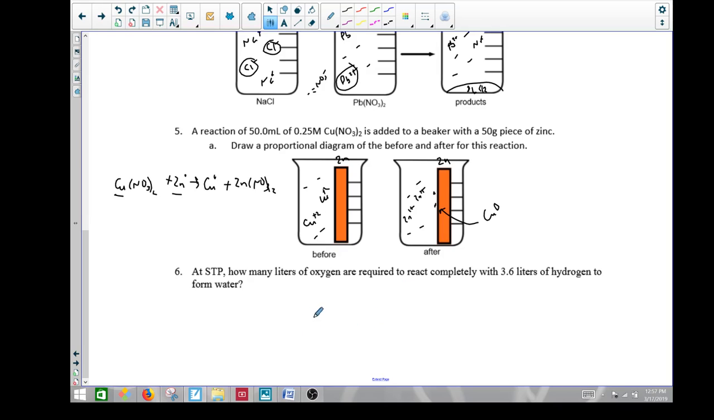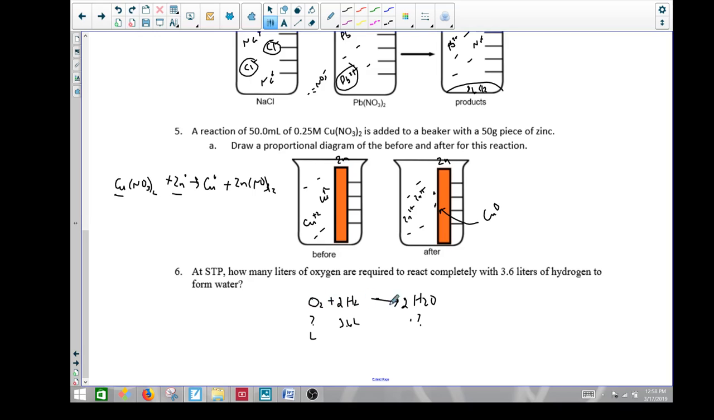All right, how many liters of oxygen gas are required to completely consume 3.6 liters of hydrogen to form water? Okay, let's do this here. Shifting gears, so we have O2 plus H2 yields H2O, 2 here and 2 here. It says how many liters of oxygen, so this is what we're looking for, in liters. How many liters of oxygen are required to fully consume 3.6 liters of hydrogen to form water.